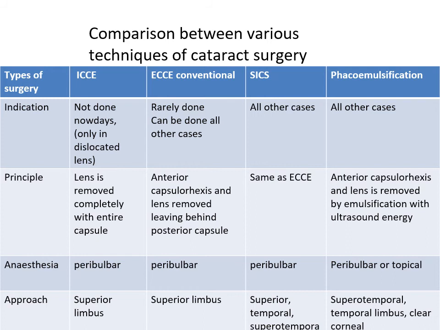So what is the principle for ICCE? The lens is removed completely with the anterior capsule. In ECCE, an anterior capsulotomy is done, the lens is removed and the posterior capsule is left behind. It is the same for SICS also. But in phacoemulsification, we use ultrasound energy to emulsify the nucleus. So in case of ICCE, you cannot put the intraocular lens.